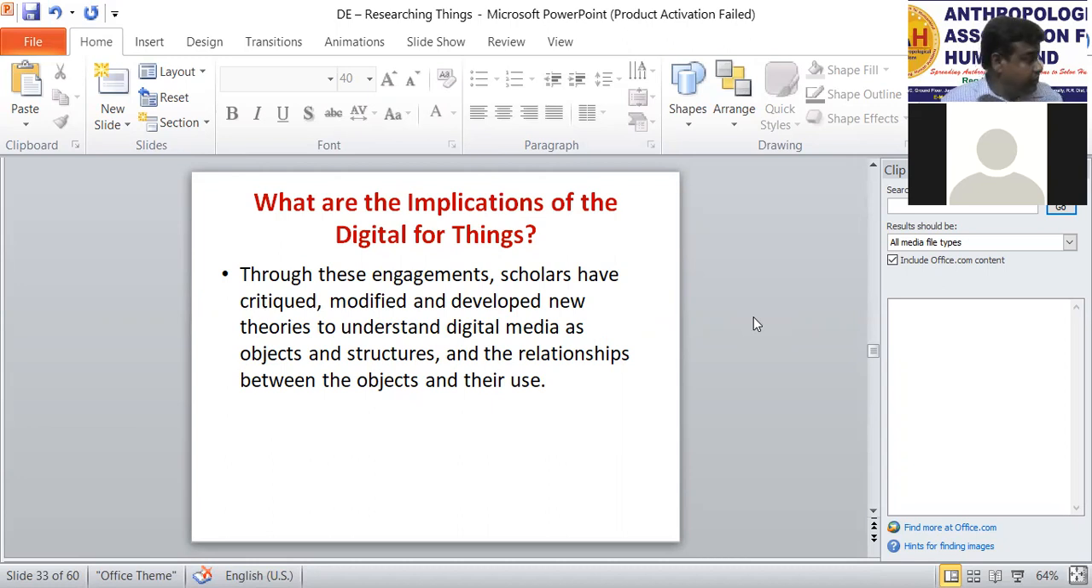So, what are the implications of the digital for things? Through these engagements, different aspects of digital for things are discussed by a bunch of scholars. So through their engagements, these scholars have critiqued, modified, and developed new theories to understand digital media as objects and structures and the relationships between the objects and their use.